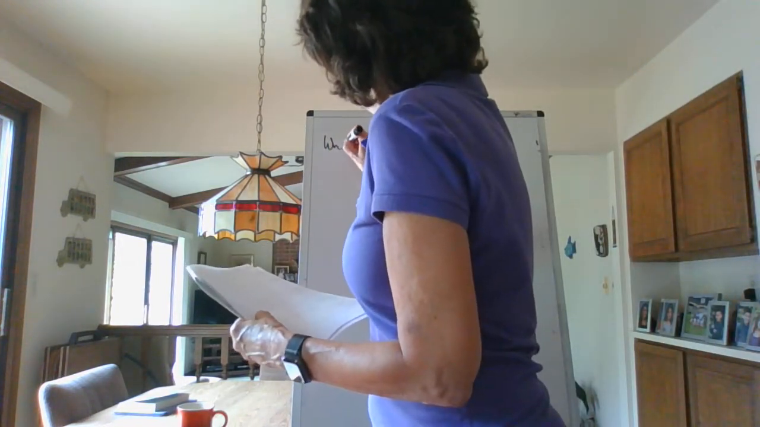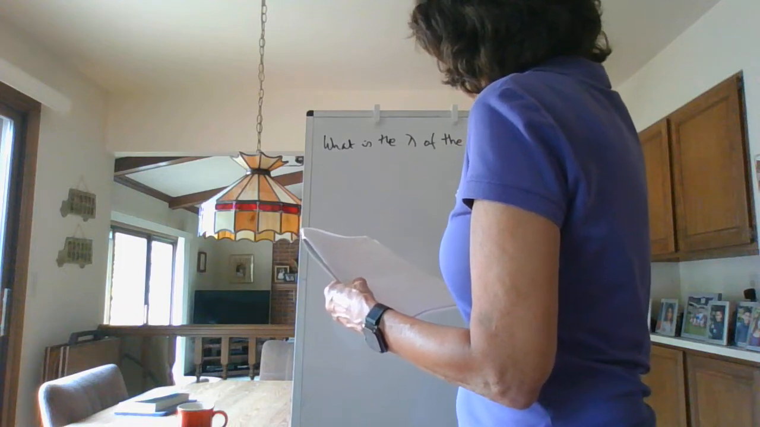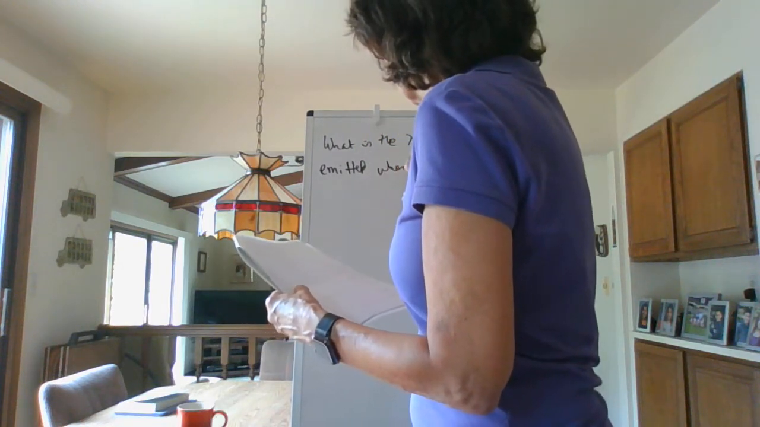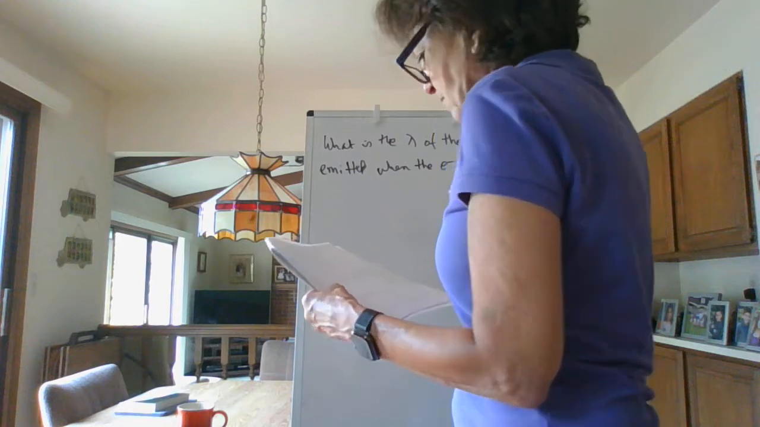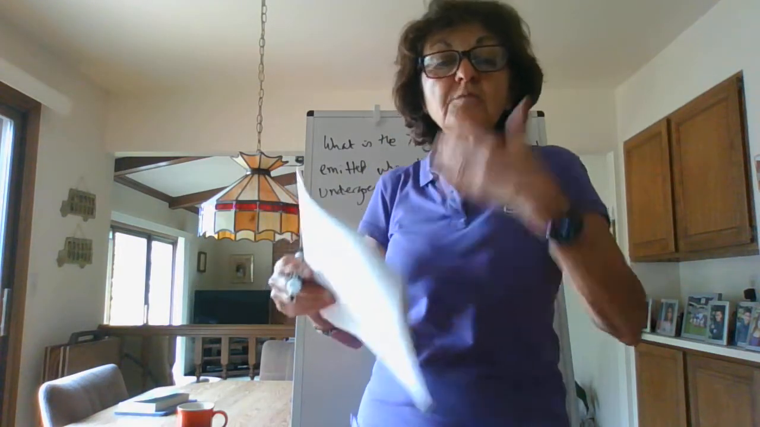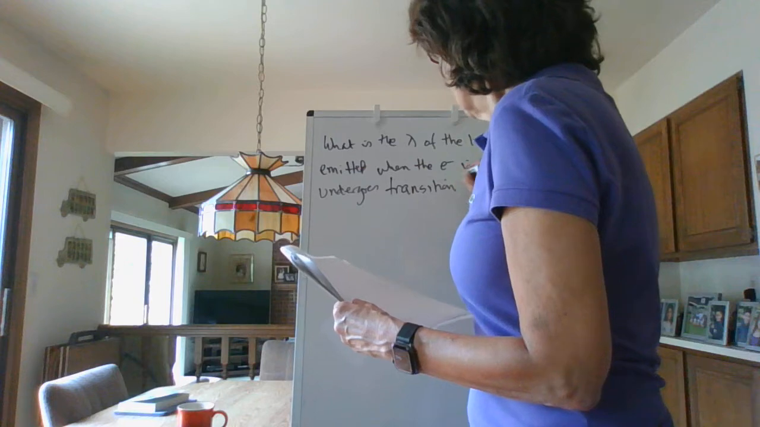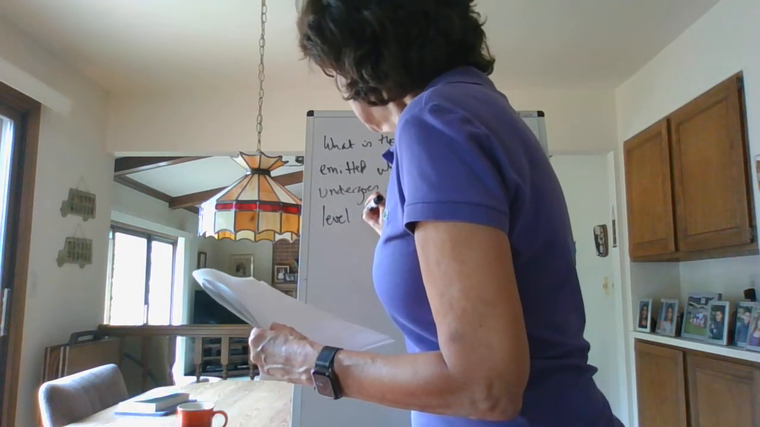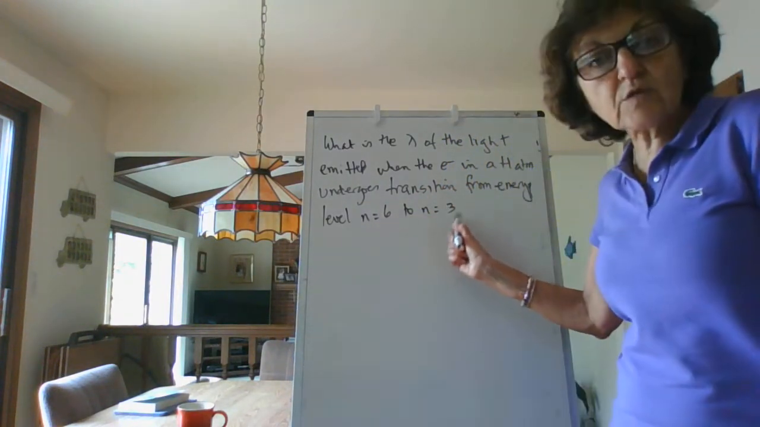Okay, so what is the wavelength of the light emitted when the electron in a hydrogen atom undergoes, and the buzzword a lot of times is transition. So transition meaning is going from one level to another. Undergoes transition from energy level n equals 6 to n equals 3. So n equals 6 is the initial, n equals 3, that's where it ends up.